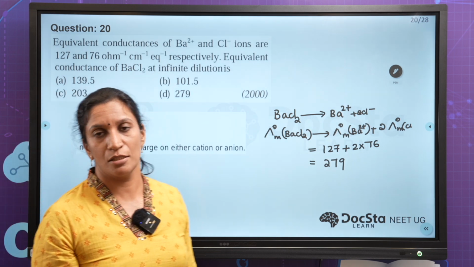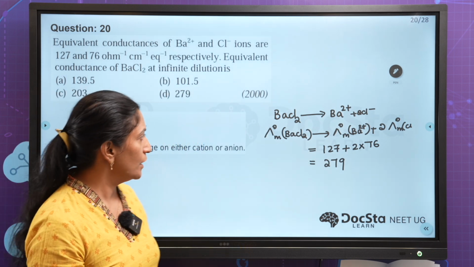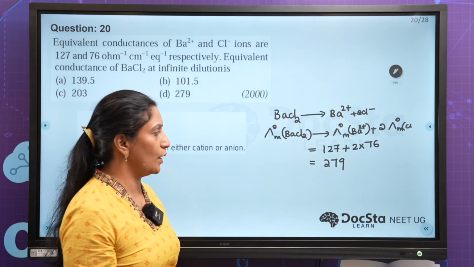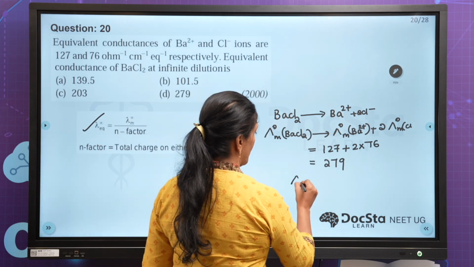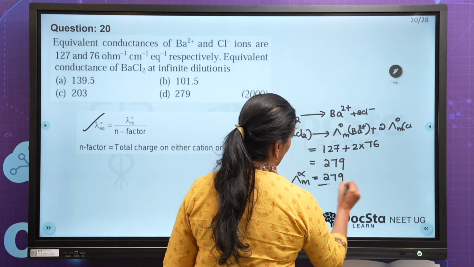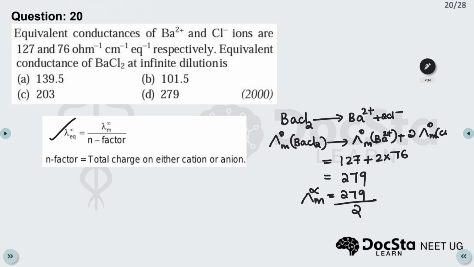എത്ര ചാർജ് ഉണ്ട് അത് വെച്ചിട്ട് നമ്മൾ ഡിവൈഡ് ചെയ്യണം. Here ഈ equation barium chloride charge എന്ന് പറയുന്നത് 2 ആണ്. So in order to obtain lambda m infinity, you have to divide this 279 by the n factor, which is 2. 279 by 2 is 139.5. So ഈ question's correct answer എന്ന് പറഞ്ഞാൽ 139.5.